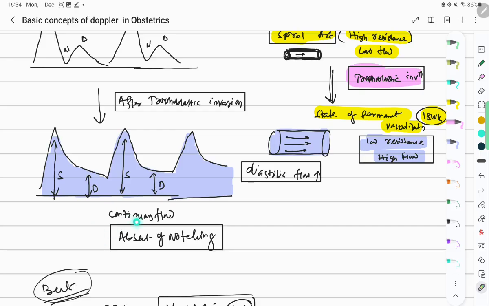So absence of notching. After 18 weeks, in the second trimester, by 22 weeks this should be completed and absence of notching should be there.